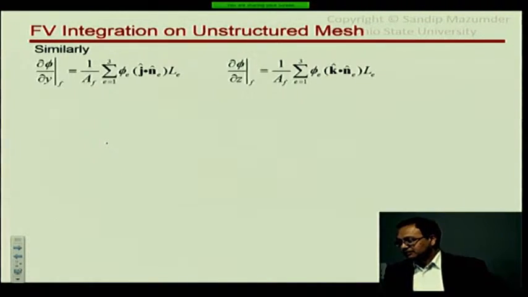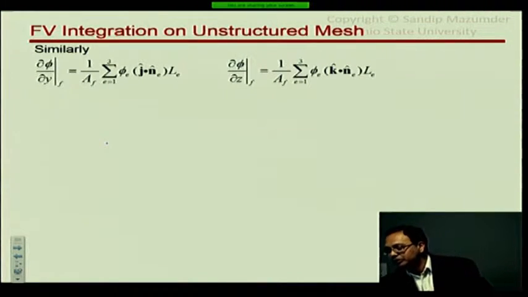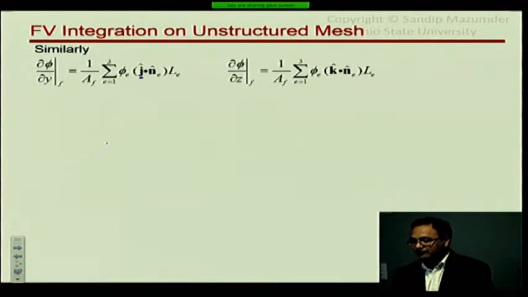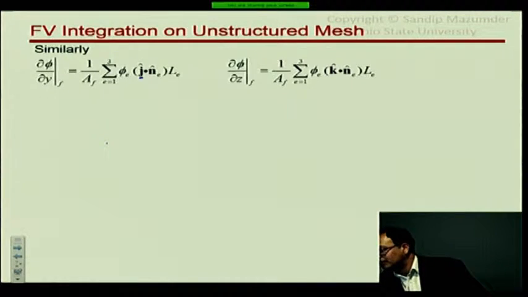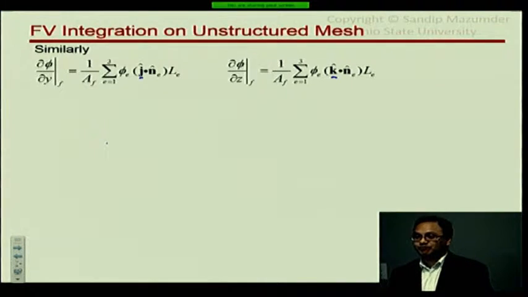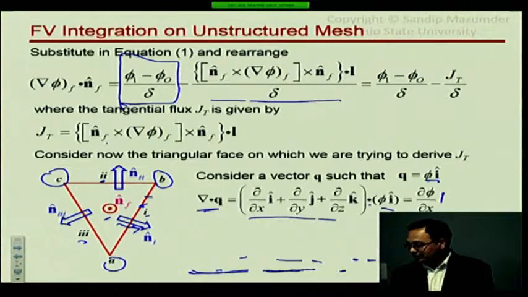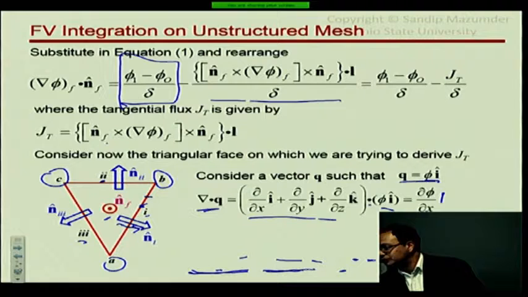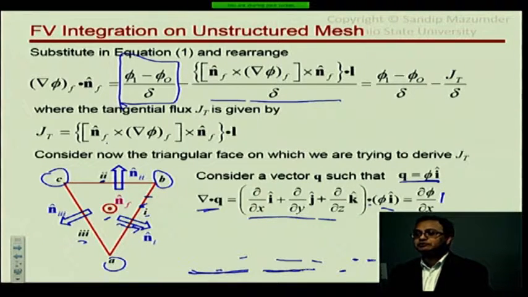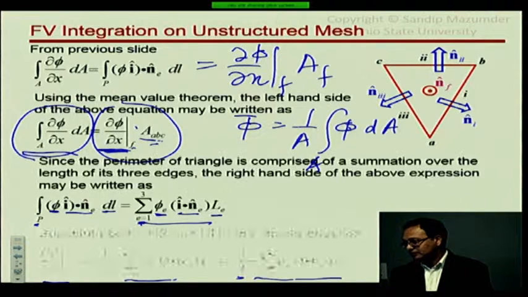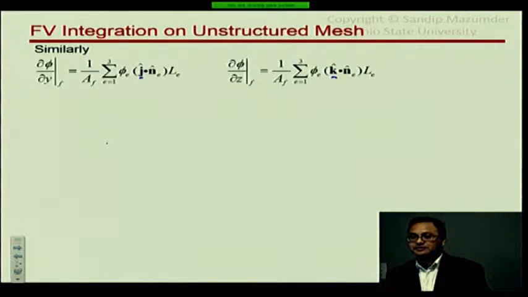Similarly, I can write an expression for d phi dy at the face. All you need to do, if you go through the derivation, is replace the I by j. If you do d phi dz, you replace the I by k. The derivation will follow exactly what we have done here. Instead of using q equal to phi I, if you start with q equal to phi j or phi k, then you get these two expressions.